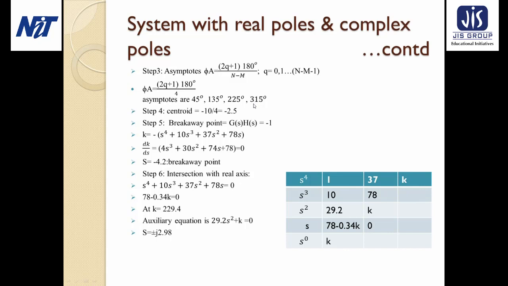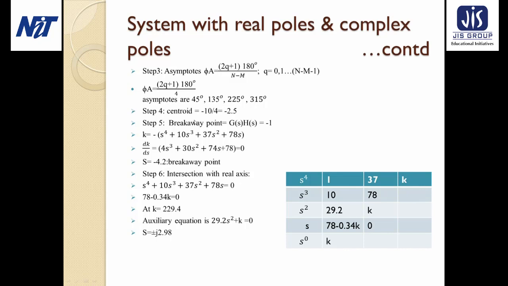Next, we need to find the centroid of the asymptotes. The centroid is the point of intersection of the asymptotes with the real axis, and it can be calculated as the summation of real parts of the poles minus the summation of real parts of the zeros, and the whole thing divided by the number of poles minus the number of zeros. If we put all the values, we get the centroid equal to minus 2.5.